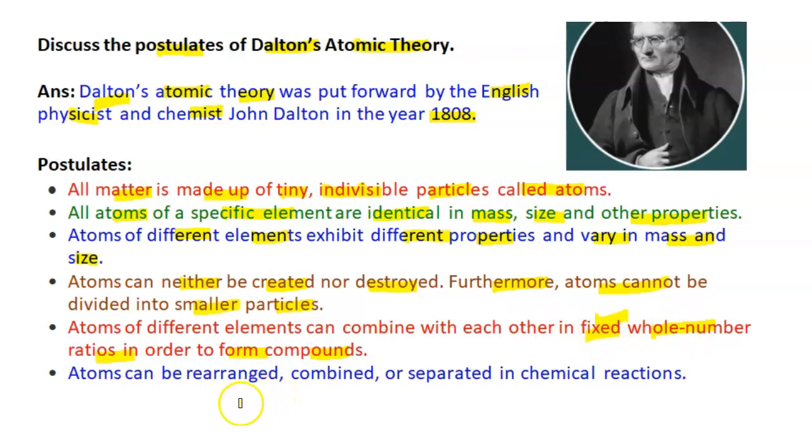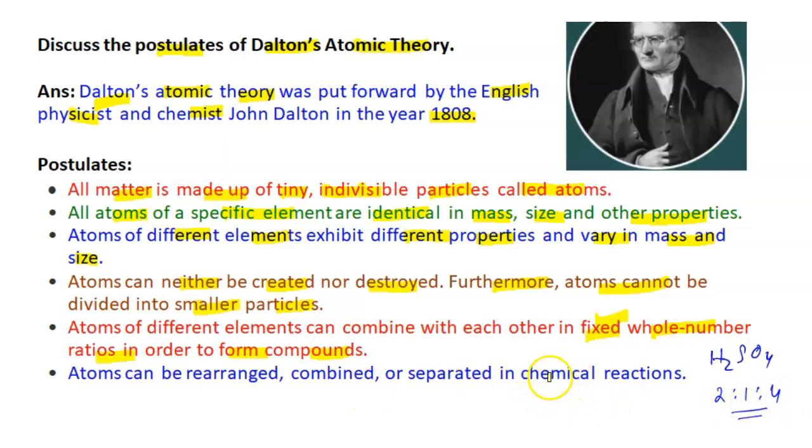For example, hydrogen and oxygen always combine in the ratio 2:1. In carbon dioxide, carbon and oxygen always combine in the ratio 1:2. Sulfuric acid is H2SO4. That means hydrogen, sulfur and oxygen always combine in the ratio 2:1:4.